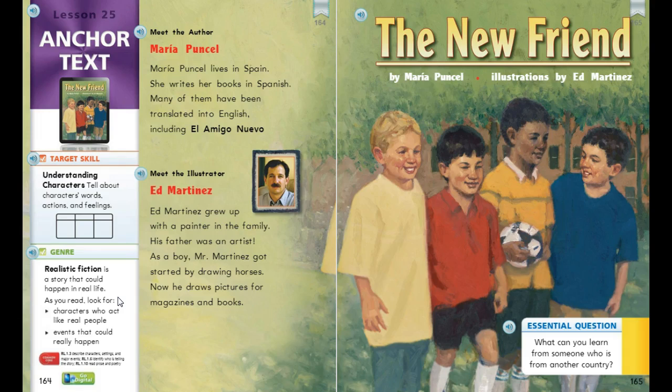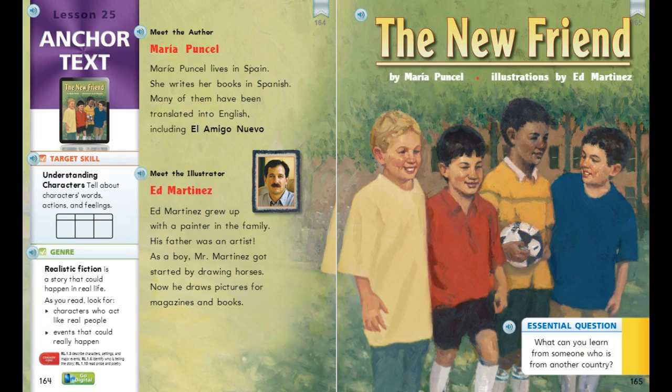So on the title page here, I see an illustration of 4 boys, and they look like they're going to play a game of soccer. As you preview on other pages, you're going to see that the story looks like it's about things that could really happen. All right, so realistic fiction are characters who act like real people and events that could really happen. Our essential question on the bottom of page 165 says, what can you learn from someone who is from another country? And we're going to explore this as we think about the story and read.